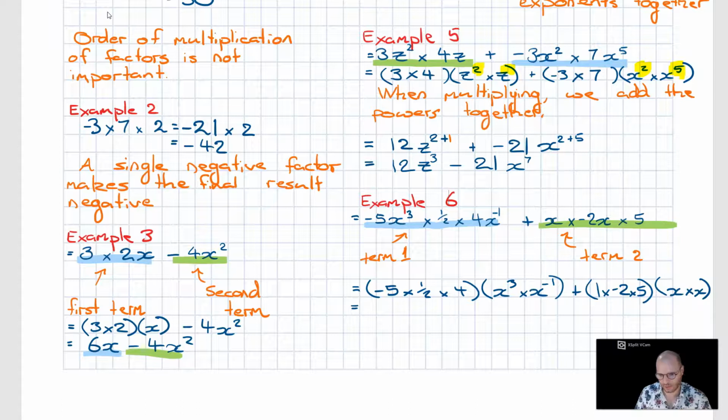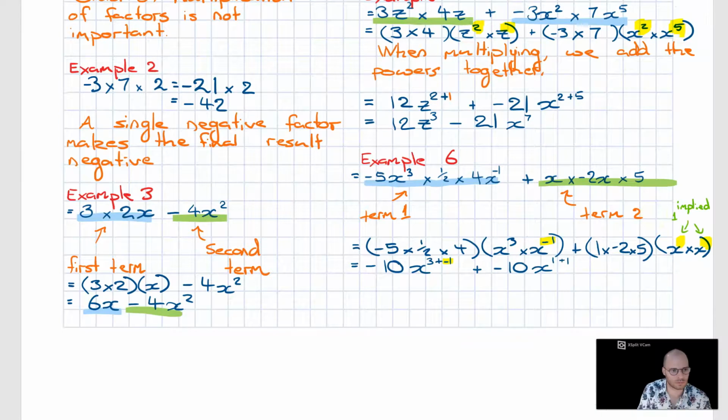Simplifying this out, negative 5 times 4 is negative 20, and then multiplied by a half, that's going to be minus 10. And then we've got x to the 3 plus minus 1. So notice the negative here. We're still adding it together, so we get a 3 plus minus 1. Plus, then 1 times negative 2 times 5, that's negative 10. Then we have x to the 1 plus 1. So the implied ones. Evaluating this, we get minus 10x to the 2 plus negative 10x to the power of 2.